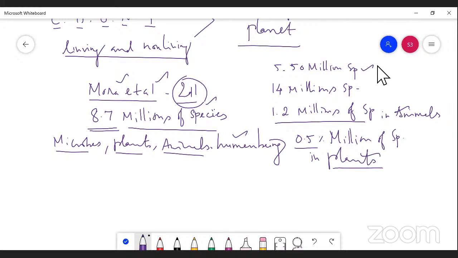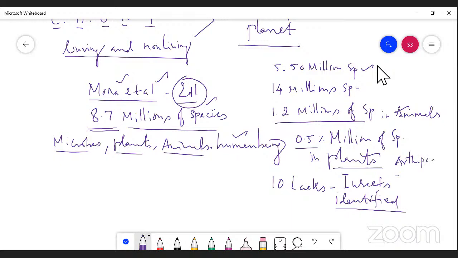Moreover, per year 10 lakh insects are identified, for example, arthropoda. So more than 10 lakh insects are identified in the arthropoda.